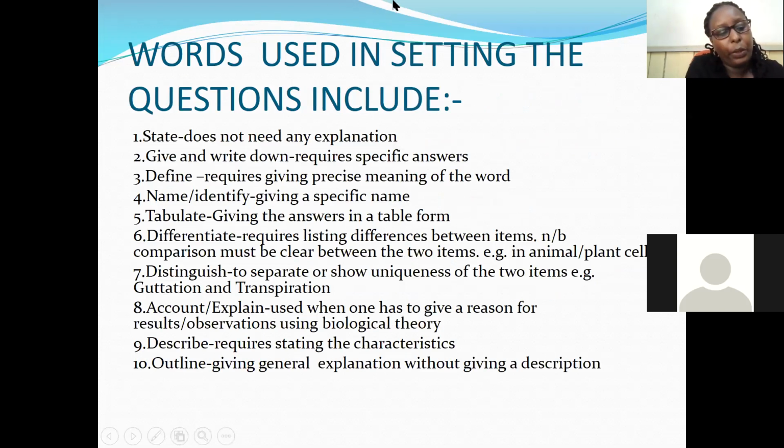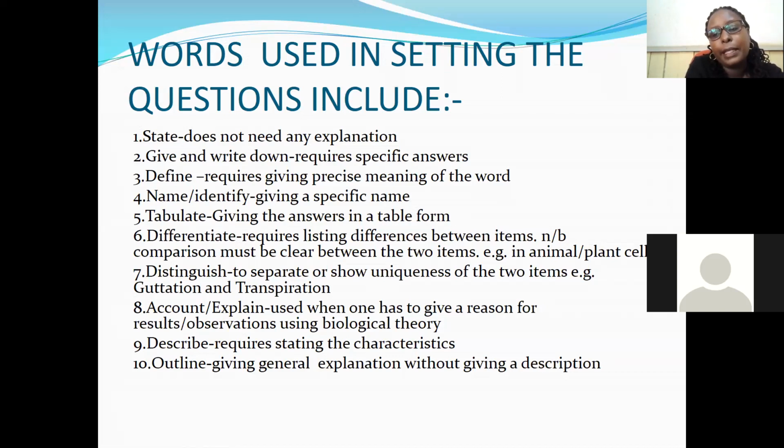Next, I'm going to take you through the terms or the words we use in the questions so that you can know what is expected of you as a learner when you are giving the answers. Number 1, we have questions which start with state. If the question is asking you to state, it doesn't need any explanation. You just give the answers the way they are. You don't need to go further to explain them. Next is when you have a question on give and write down. Such a question requires only specific answers.